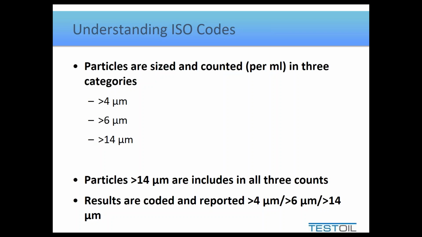So as such, the greater than 4 micron particle count is always the highest of the 3 values because it's counting everything. The 6 micron count has just a little bit less that it's counting, and the 14 micron, of course, even less again. So the order in which they're reported is 4, 6, and 14, so they go from highest to lowest. Now, these are the size ranges that we're reporting, but the results are coded. So how do we get the coding?